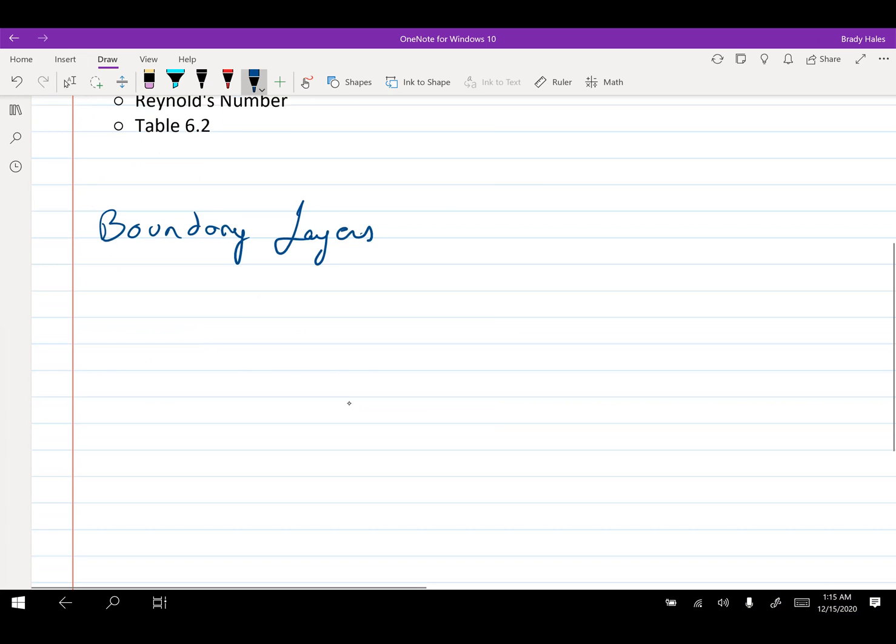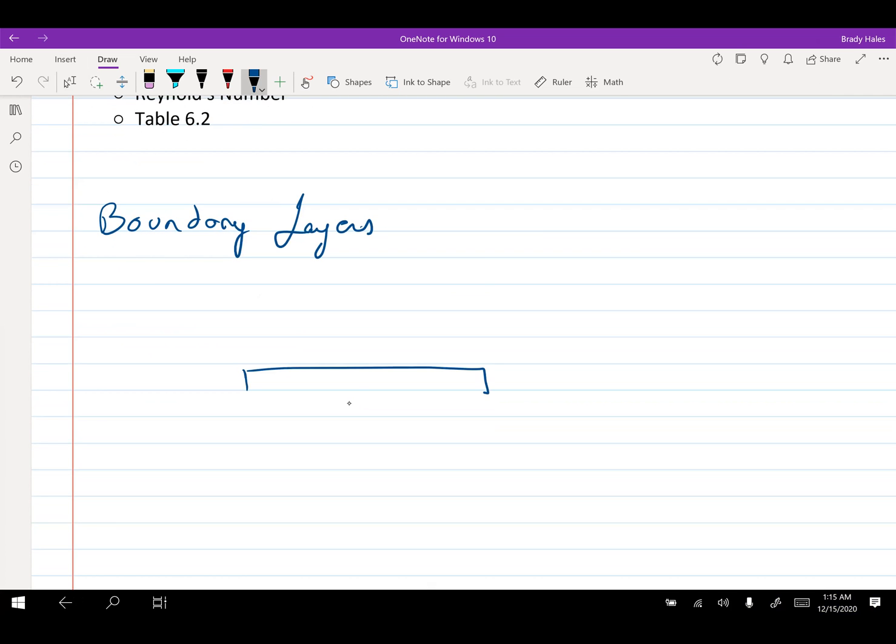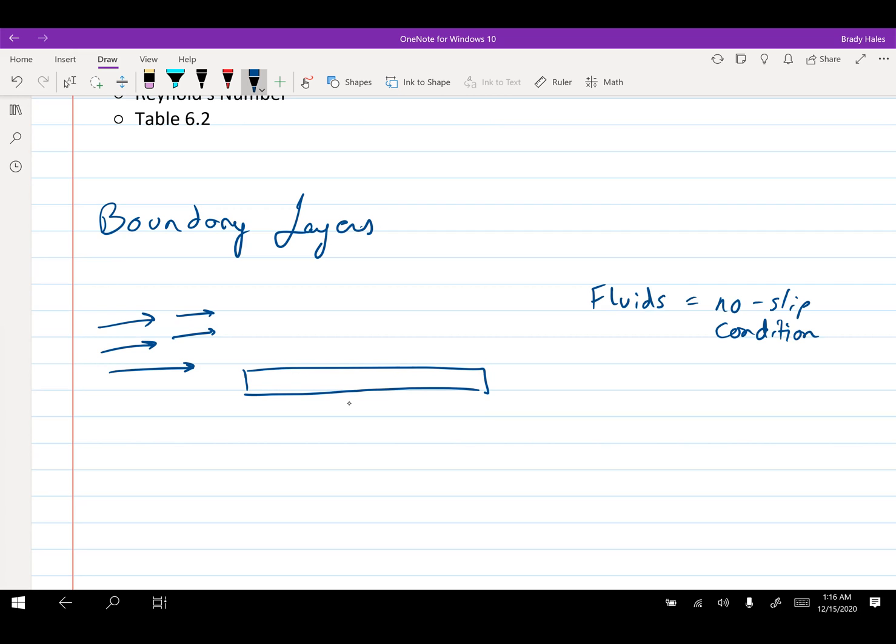Okay, let's say you have this plate, right? And you have some wind blowing over this plate. Essentially, what happens is in fluids, you have the no slip condition. And what does that mean? That means that here you have a molecule, right, that experiences some friction and gets stuck on this plate, right? So all of these molecules that are right against the plate have zero velocity.